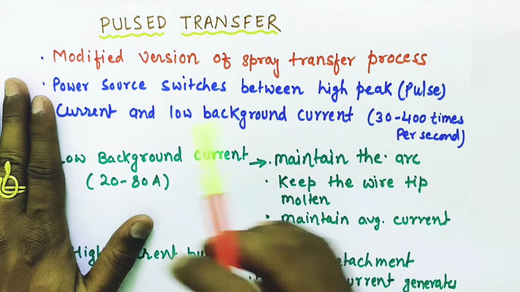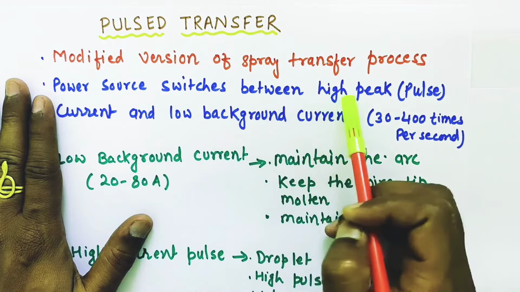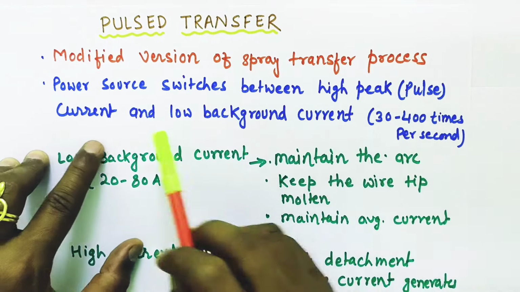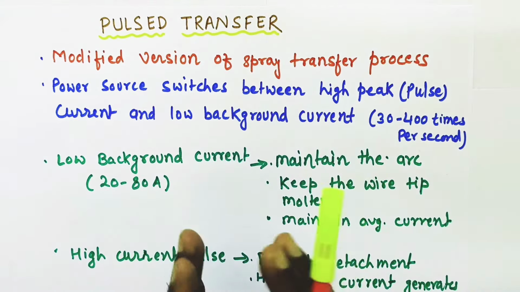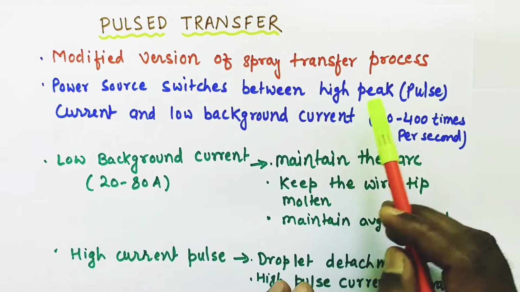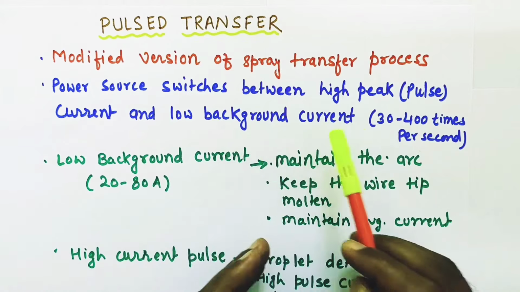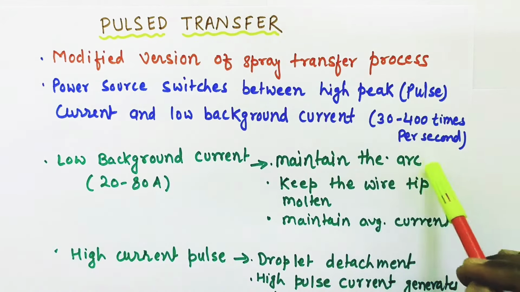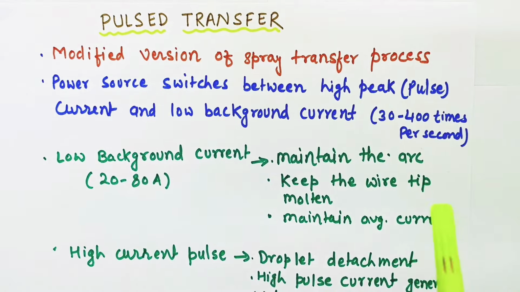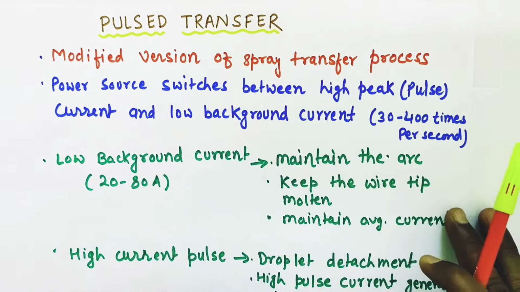In pulse transfer, the power source switches between high peak pulse current and low background current. The power source will switch repeatedly from high pulse current to low background current, and this change takes place 30 to 400 times within a second. So why are high pulse current and low background current required?